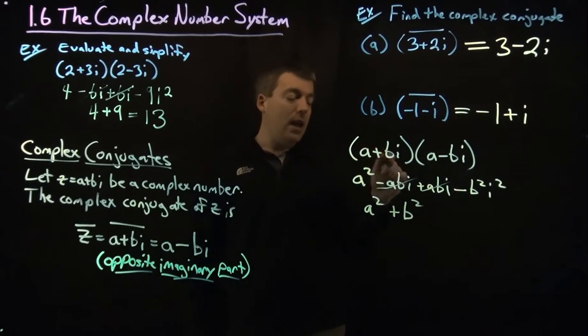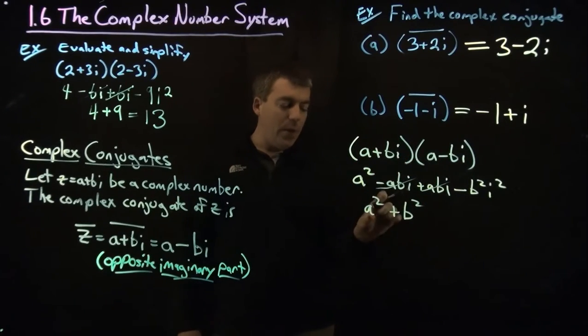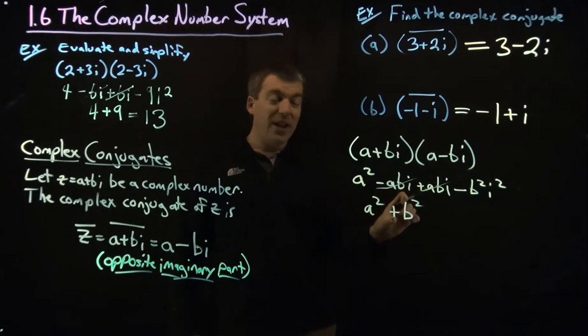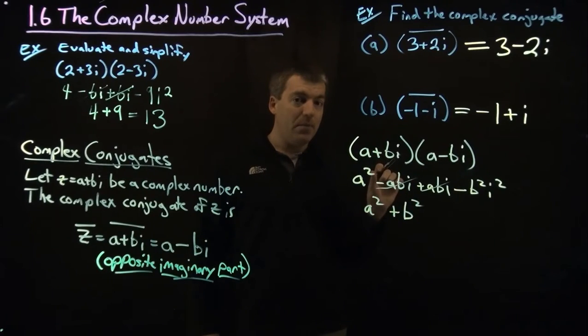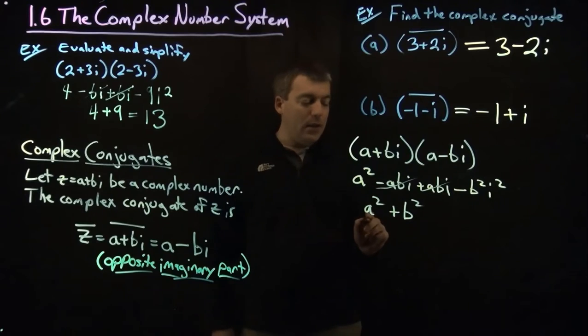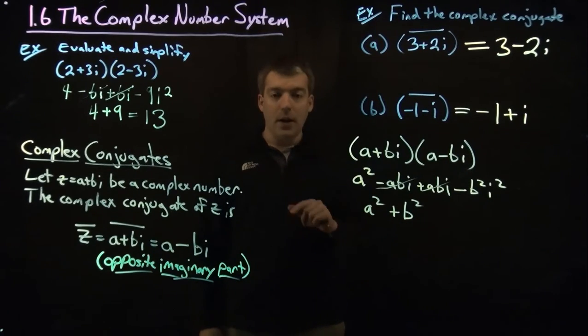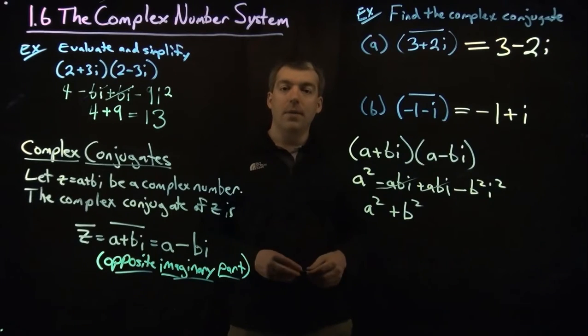So taking a complex number times its conjugate will give you the real part squared plus the imaginary part squared. Right? No i's involved. This is a real number. All right, so when we multiply conjugates, we'll have a quick way to evaluate them. All right, now let's look at some examples of dividing.